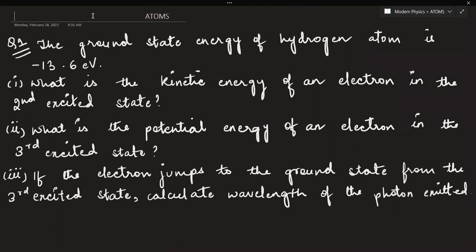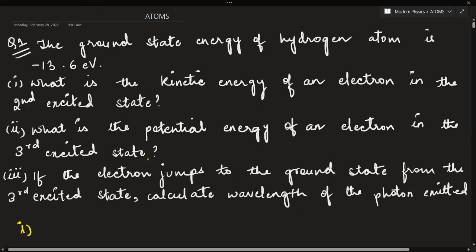Class, this question says that the ground state energy of the hydrogen atom is minus 13.6 electron volt. What is the kinetic energy of an electron in the second excited state? Kinetic energy, or simple energy also you can say. Second excited state means N is equal to what?